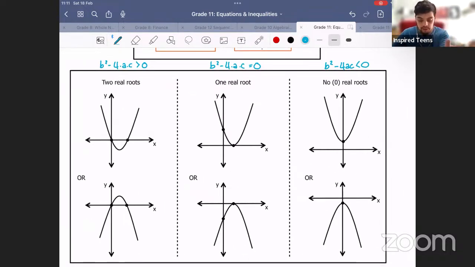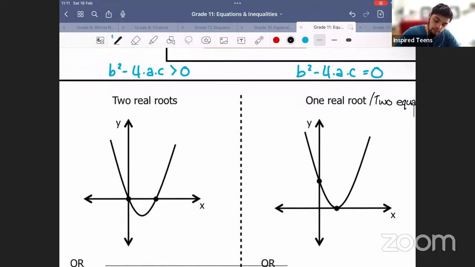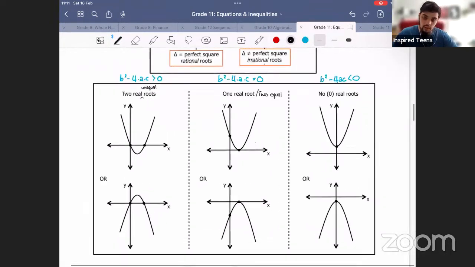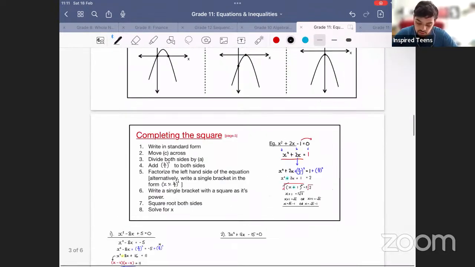Okay, no real roots, one real root and two real roots. Or alternatively, one real root could be written as two equal real roots, and two real roots could be two real unequal roots. So that's roots. We need to have that understanding, especially for functions. They can ask certain questions with regards to it.